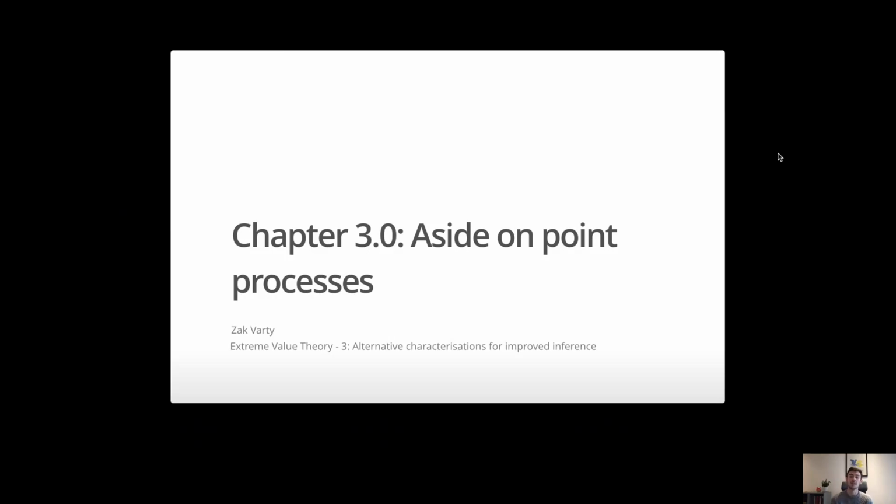This week what we're going to consider is different ways that we can represent extreme values that lead to better statistical inference techniques. In chapter 3.1 of the notes, what we look at is how extreme values can be represented as a point process, and point processes are something that you might not be familiar with already. So this video is going to give you an introduction to the topic.